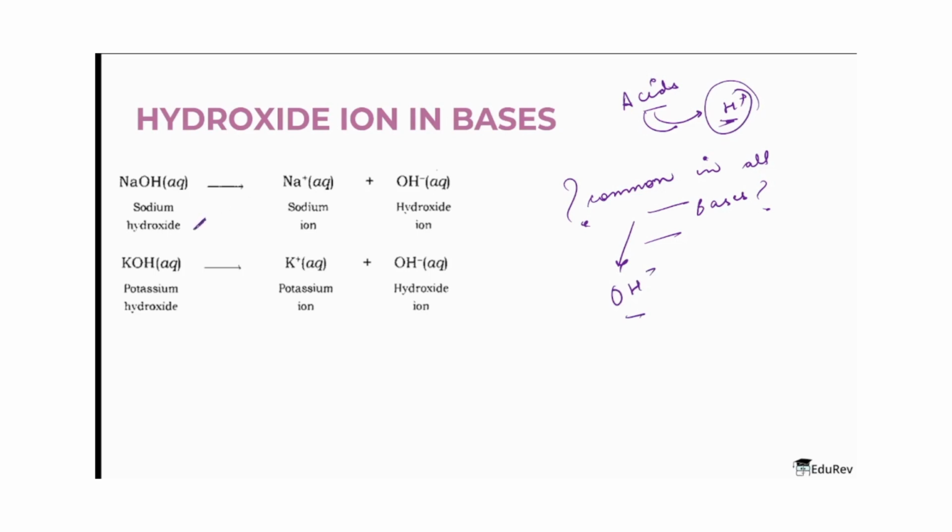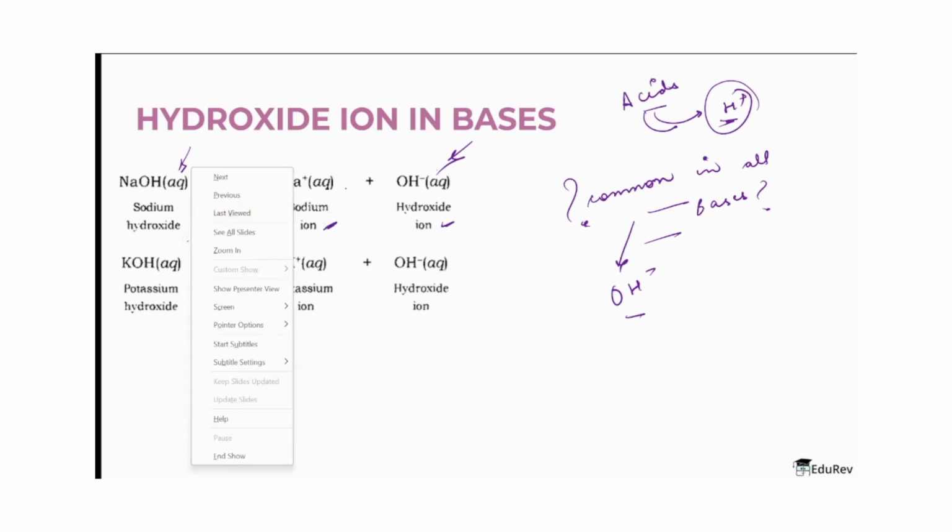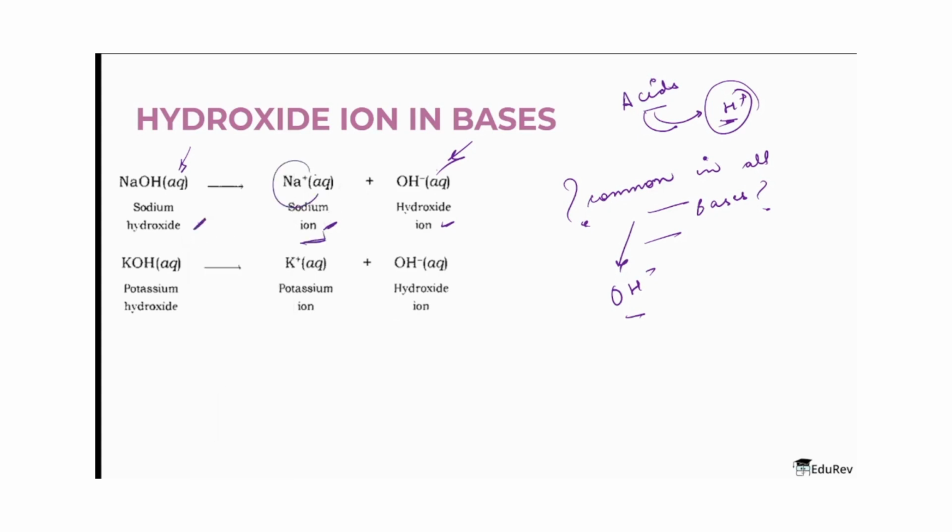So basically what happens? Whenever a base is in aqueous form, it's going to dissociate into what? Ions, and one of the ions is going to be your hydroxide. For example, if I talk about sodium hydroxide, it's going to dissociate into your sodium ion, that is Na positive, and OH negative, that is my hydroxide ion. Similarly, if I talk about potassium hydroxide, that is KOH, it's going to form K positive, that is my potassium ion. See here, this is potassium ion in aqueous solution, means in aqueous solution it's dissociating. And then OH negative, aqueous means it's in aqueous form.